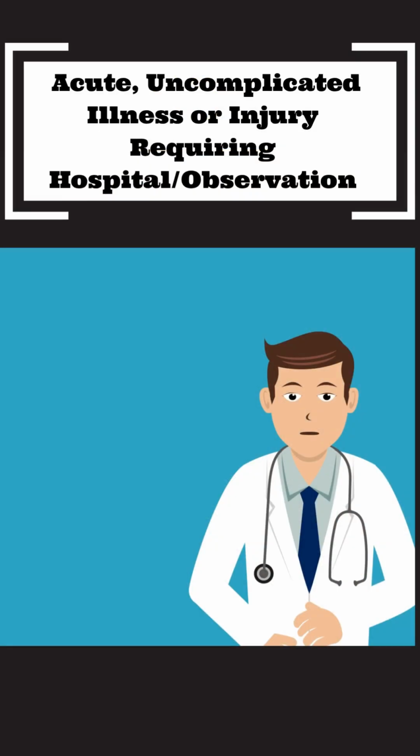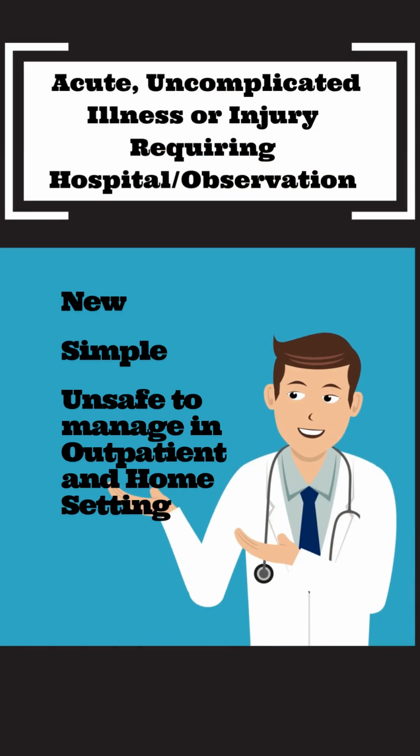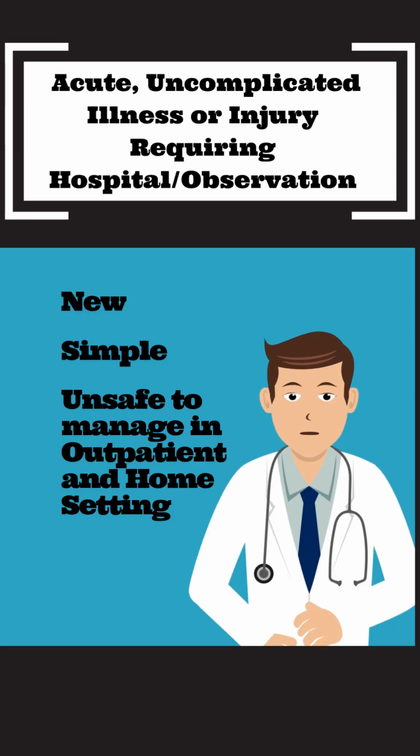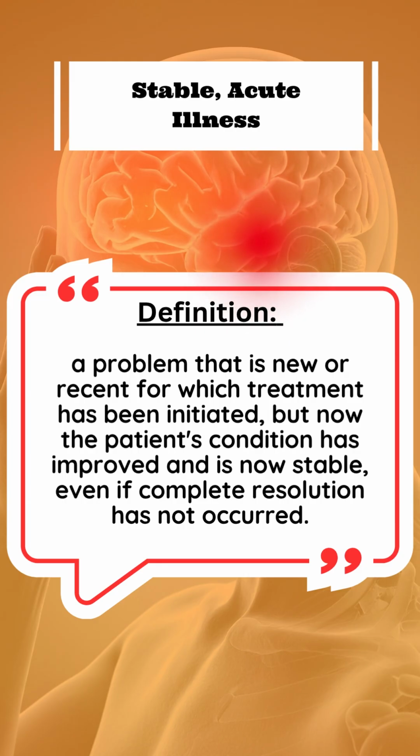Exactly. This one's still an acute, uncomplicated illness, but the dehydration made it unsafe to manage at home or in an outpatient setting. Stable acute illness is a problem that is new or recent for which treatment has been initiated, but now the patient's condition has improved and is now stable, even if the complete resolution has not occurred.